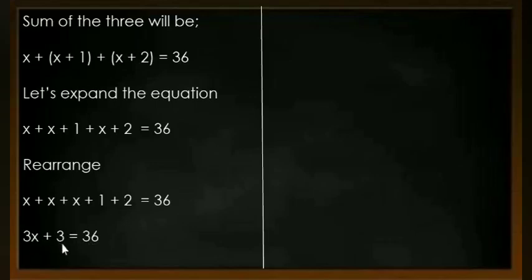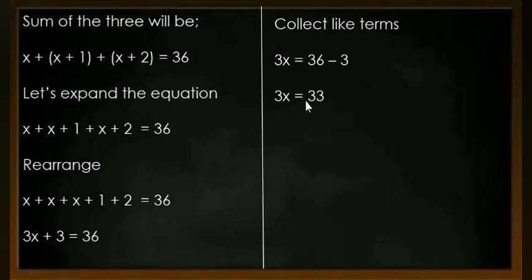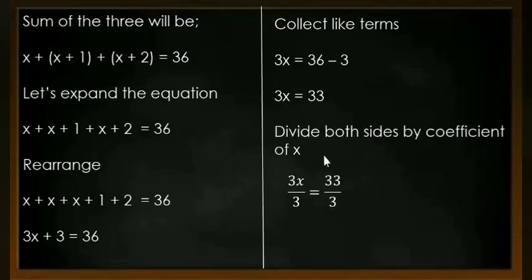At this point in time, we'll have to collect like terms because we have a number here which is a constant. We also have another number here which is a constant. So plus 3 we cross over to the right hand side to become minus 3 in order to collect like terms. By collecting like terms, we will have 3x equals 36 minus 3, which will give us 33. So at this stage in mathematics, all you have to do is divide both sides by the coefficient of x, which is 3 in this case. We divide the left hand side by 3, divide the right hand side by 3. So when 3 divides 3, it will give us x. When 3 divides 33, it will leave us with 11.